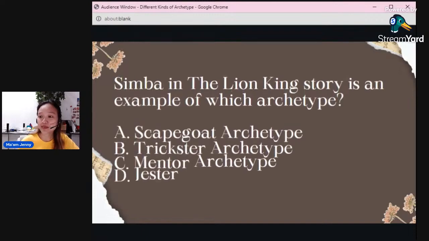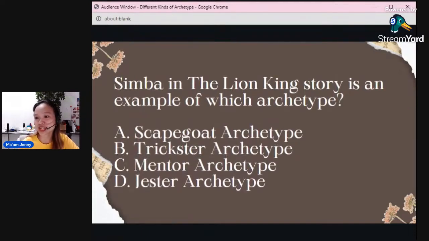Now, Simba in the Lion King story is an example of which archetype? Is it scapegoat, trickster, mentor, or jester? So what do you think is the answer? Simba.